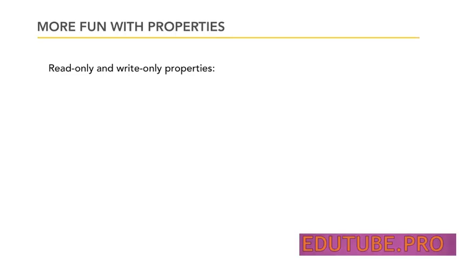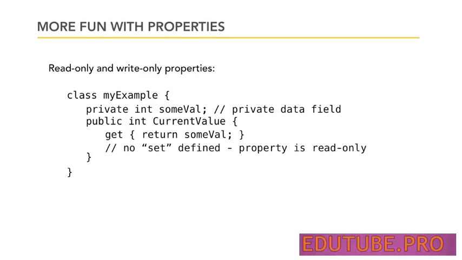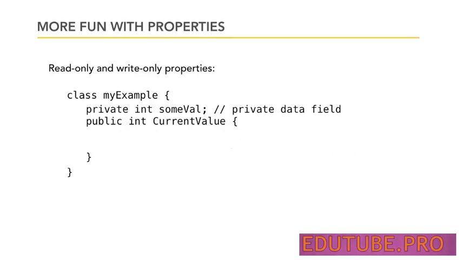You can also have read-only properties, and you can have write-only properties. Read-only properties and write-only properties are properties that can only be read and can only be written. So let's take a look at an example. Using the same example we've been using up until now, I have my example class with my private variable, and inside my public int currentValue, I have get and return SomeVal. Now, if I don't define a set, then the property is read-only because there's no way to set it. All I can do is get the property.